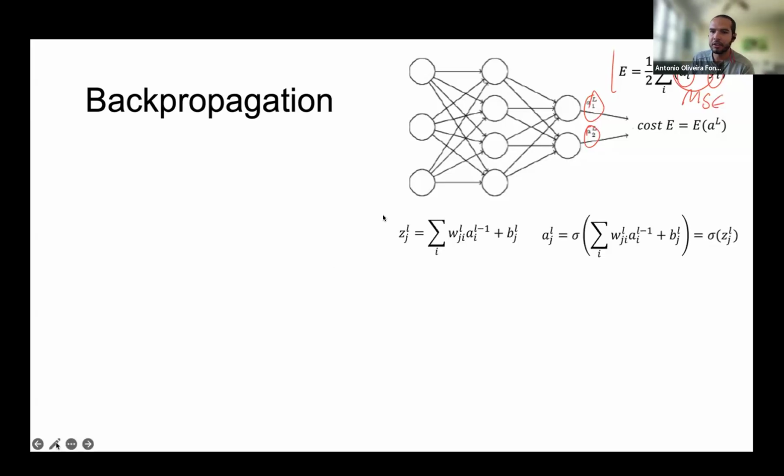Now, for any given neuron, let's say right here before the activation function, we have the weighted sum of the things that are coming from the previous layer.